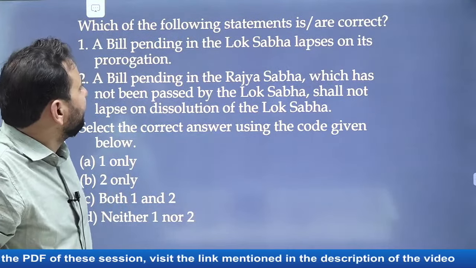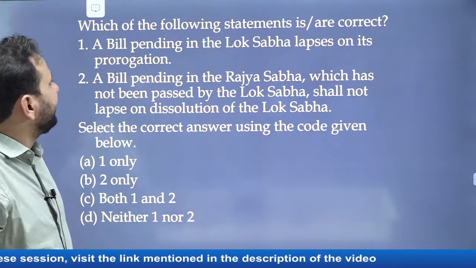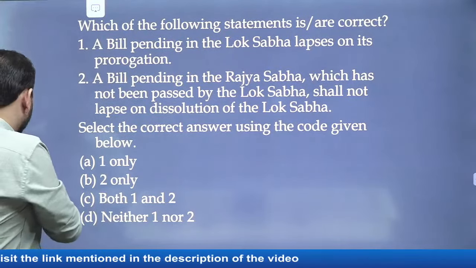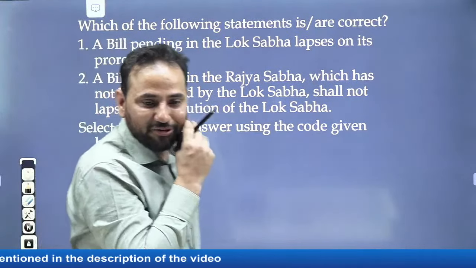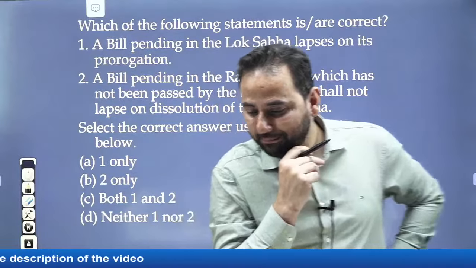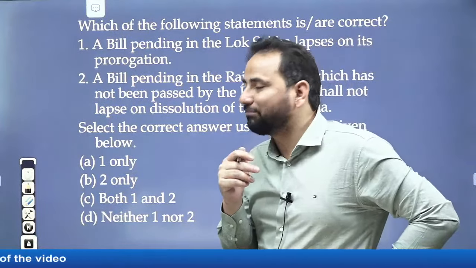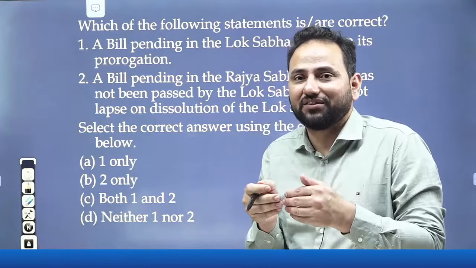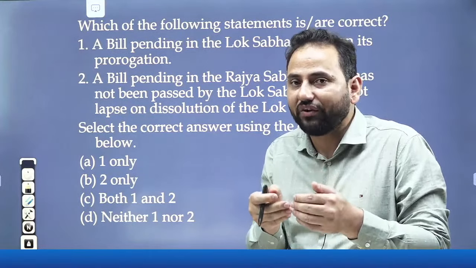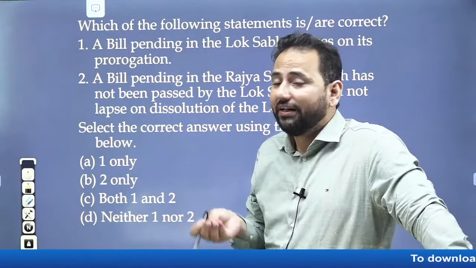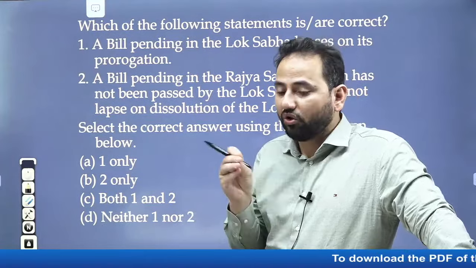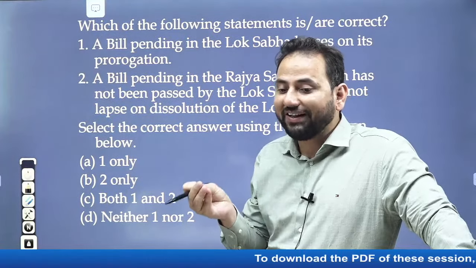Which of the following statements are correct? A bill pending in the Lok Sabha lapses on its prorogation. Again, a very interesting question. If you talk about this lapsing of a bill, then various concepts come into existence. How does a bill lapse? Whenever the House is dissolved. Rajya Sabha is a permanent body, it is not subject to dissolution. But Lok Sabha is not a permanent body, so Lok Sabha can be dissolved.